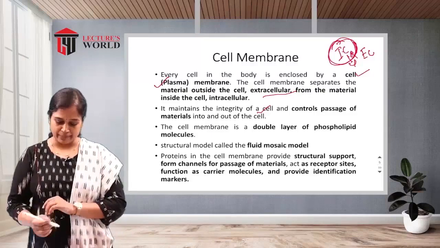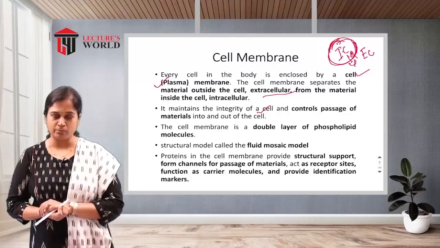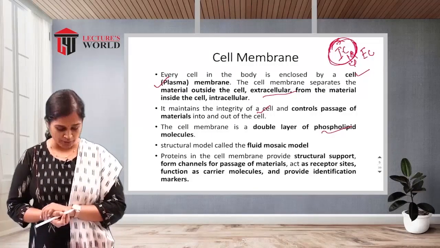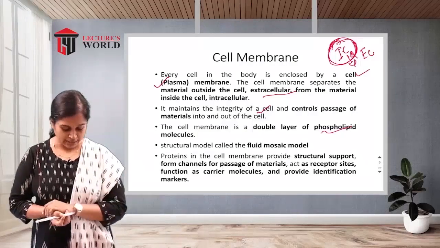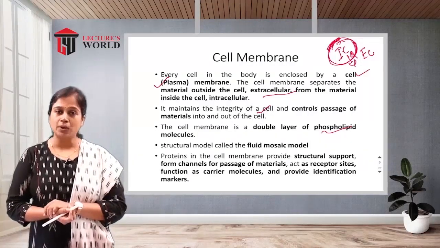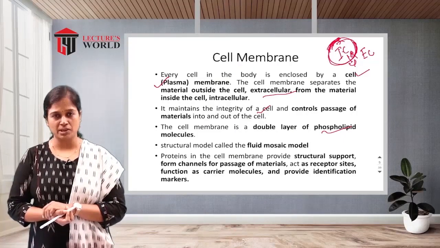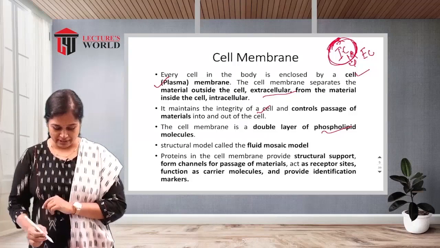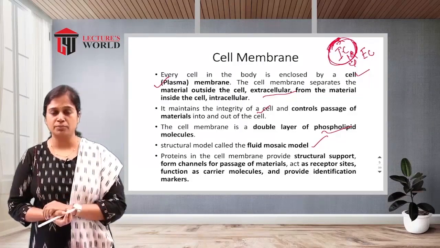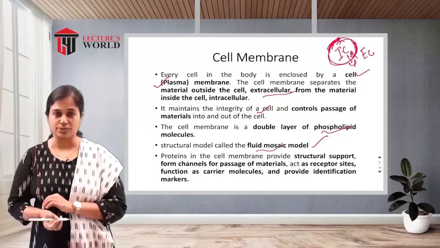This membrane is a double layer of phospholipid molecules. It is made up of a double lipid layer of phospholipid molecules, which we will see in detail. This membrane is known as the fluid mosaic model, because small molecules come together. The small protein molecules float together, and so it is called the fluid mosaic model.